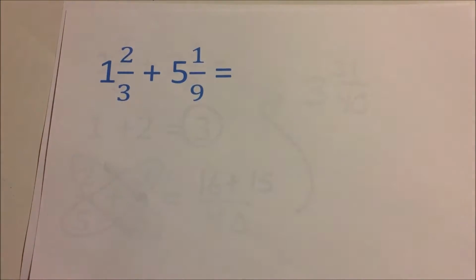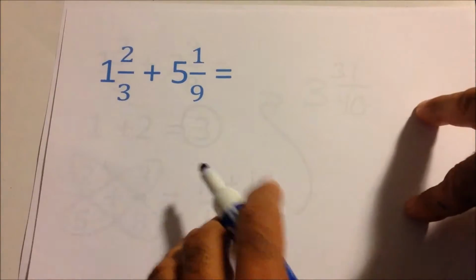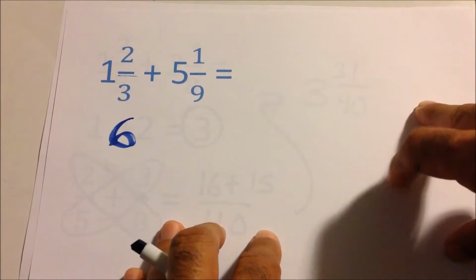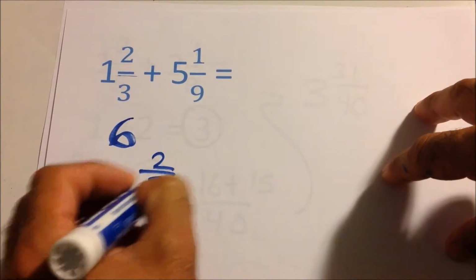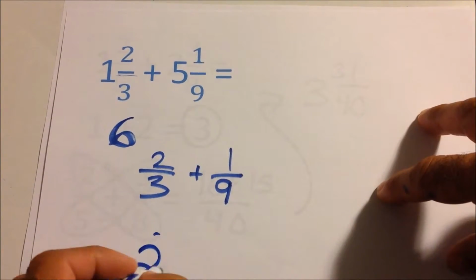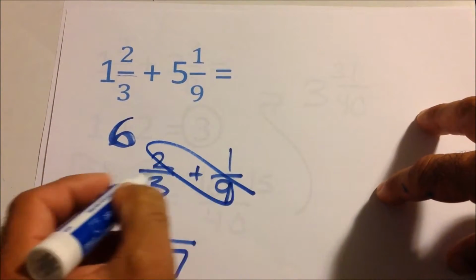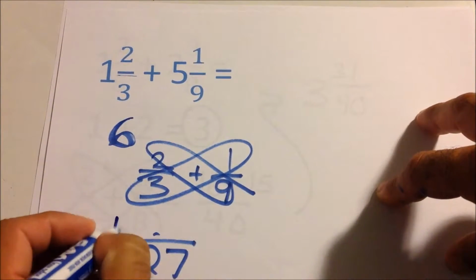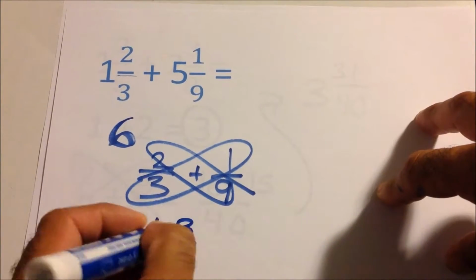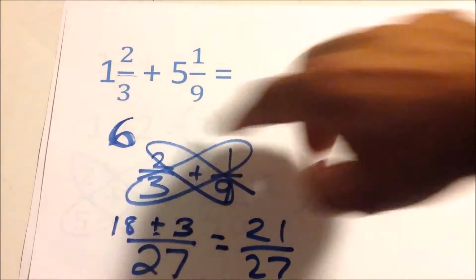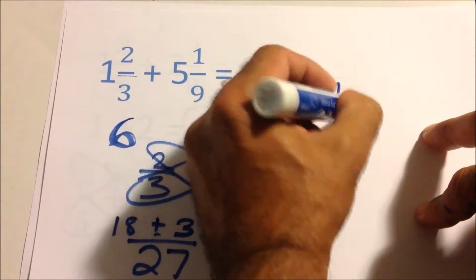Show me if you can do this one. Okay, so we took the whole numbers, and we're doing 1 plus 5, and we get 6. Then let's take the fractions. 9 times 3 is 27. And then cross multiply. Right, 9 times 2 is 18. And 3 times 1 is 3. So we get 21/27. Don't forget the whole number. 6 and 21/27.